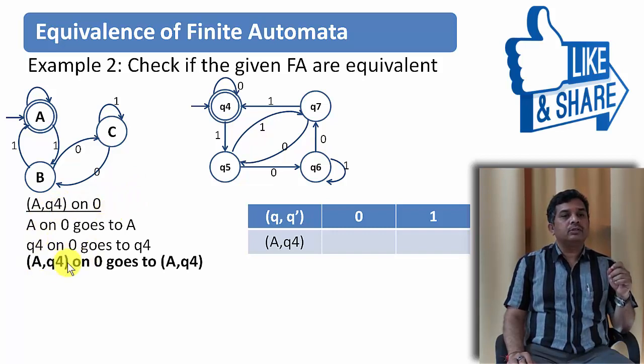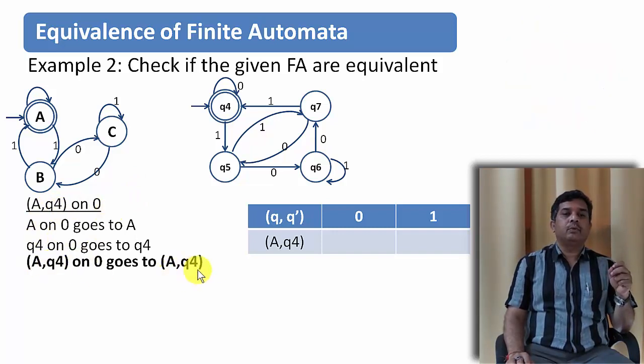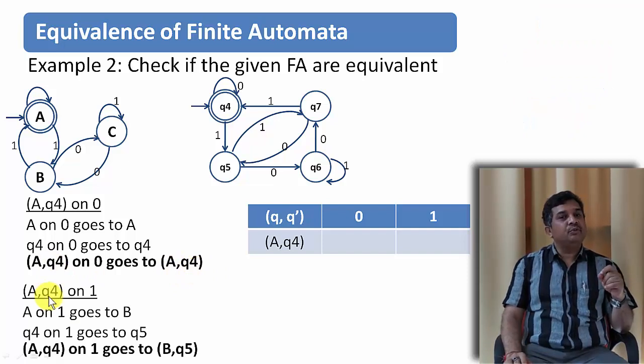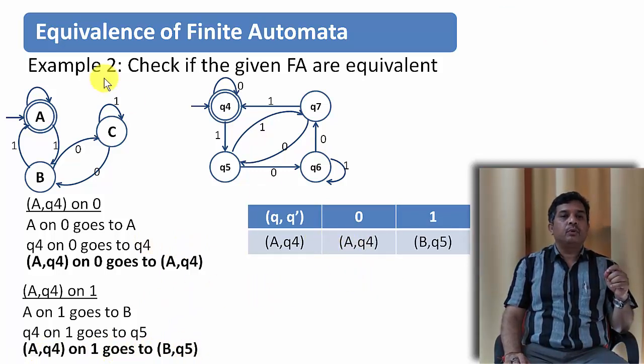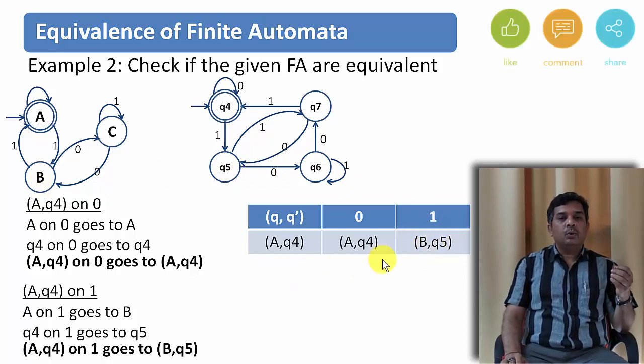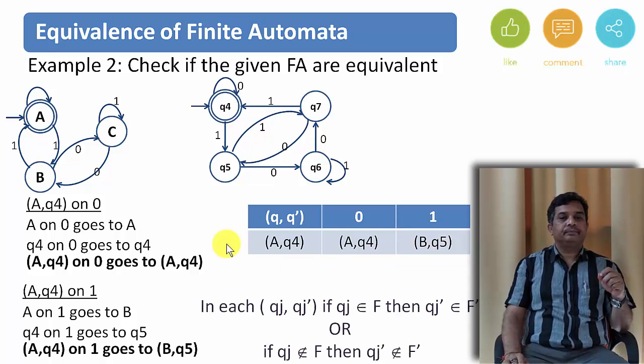So AQ4 on 0 will be going to AQ4. We need to find AQ4 on 1. So A on 1 goes to B and Q4 on 1 goes to Q5. So AQ4 on 1 goes to BQ5. We'll write these two here. So here you can see A and Q4, both of them are final states, and B and Q5, both of them are non-final states. And the new state that appeared is BQ5. So we'll start finding the row for BQ5.